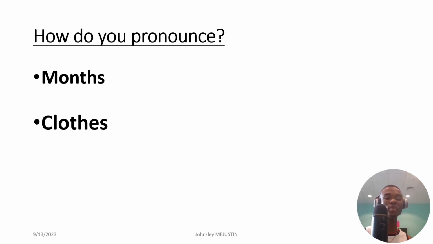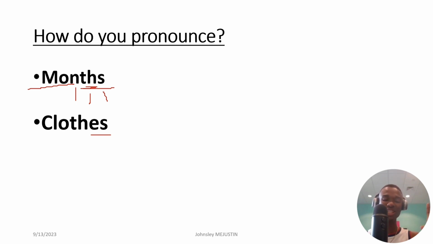How about these words? How do you pronounce these words? Can you pronounce this word right here? So this is the plural form of month. And you see, these are plural nouns. Can you pronounce them? It's very hard for a lot of people to say months because of the TH. There's a consonant cluster, and that consonant cluster makes it very difficult to pronounce.